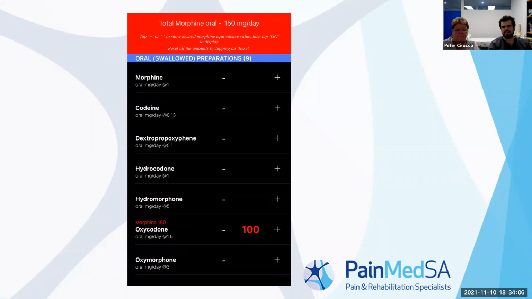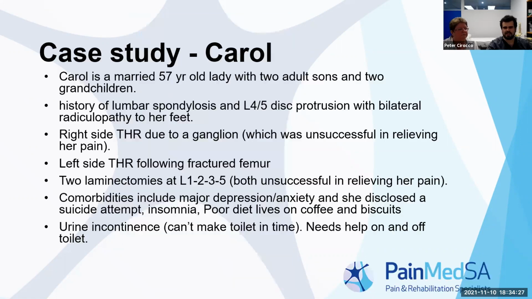So that's one I highly encourage you to download, more from an educational point of view, but also for patients to just go through and see, okay, how much am I on? Because even taking a high amount of codeine puts you in a very high category as well. So it's a good educational tool. Next we have a case study, Carol, and it's one that myself and Kathy have talked about previously, but it's an interesting one, so we'll talk about the treatment options there.